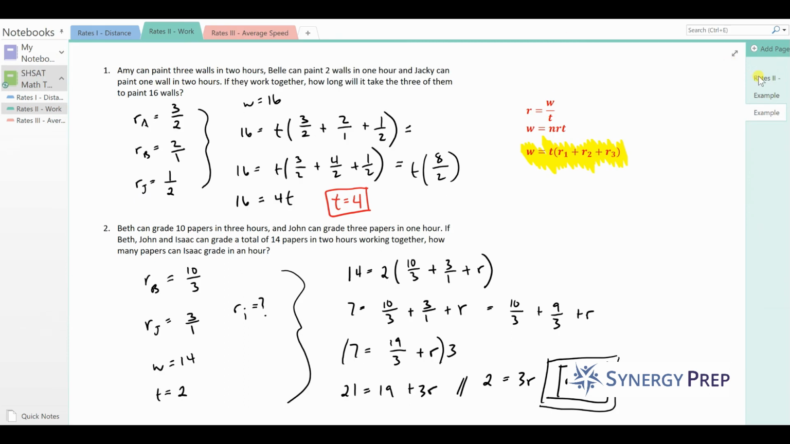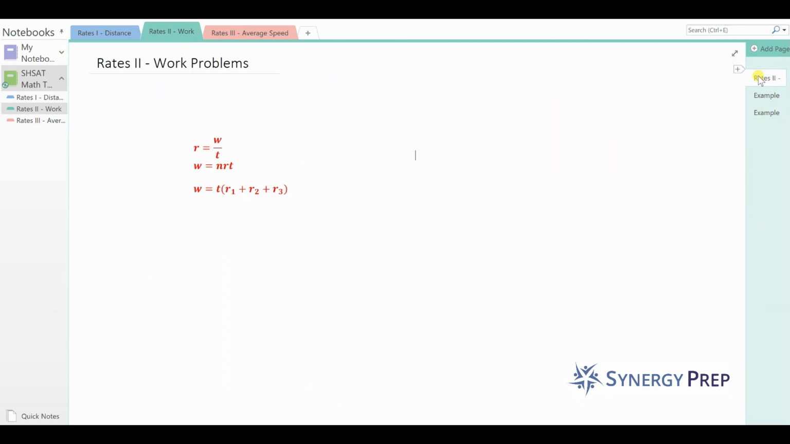So quickly to go over the equations for this particular unit, what we have here is R is equal to work over time. For situations where you have objects or people with the same rate, it's W is equal to nRT. And situations where you have different rates, you have W is equal to T times R1 plus R2 plus R3, etc.